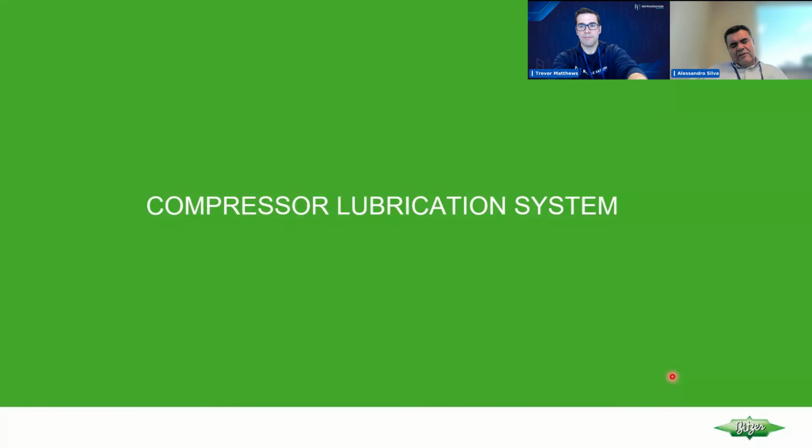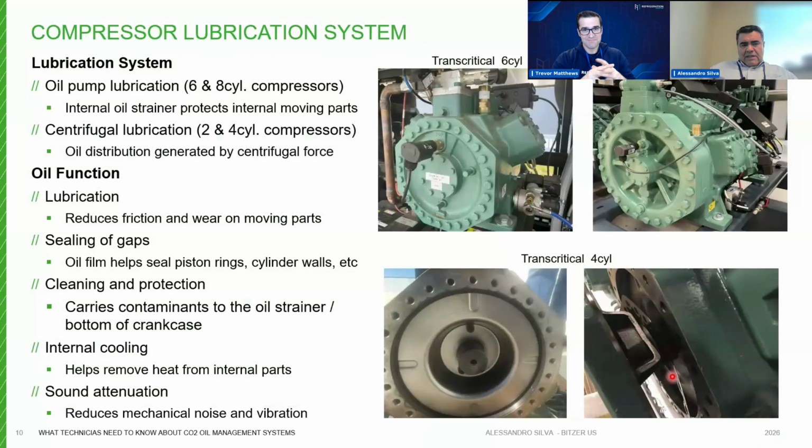So let's discuss a little bit about the compressor lubrication system. We have different lubrication systems. Oil pump lubrication is designed for 6 and 8 cylinder compressors. We have the oil pump, as you can see here. This is valid for both subcritical and transcritical compressors.